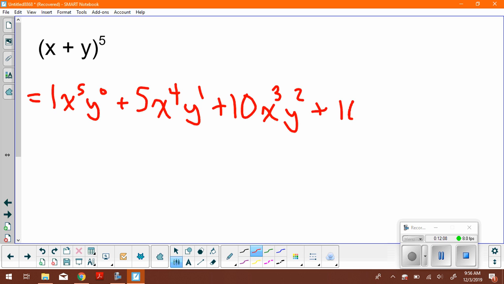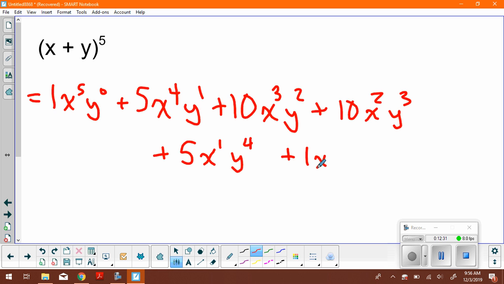Okay, plus 10, x to the 4. Oh, pardon me, not x to the 4. X is still counting down. Okay, x squared, y goes up, y cubed. Plus 5, x keeps going down, so x to the 1, y to the power 4. And my last term is 1, x to the 0, because x is going to disappear there, and y to the 5.